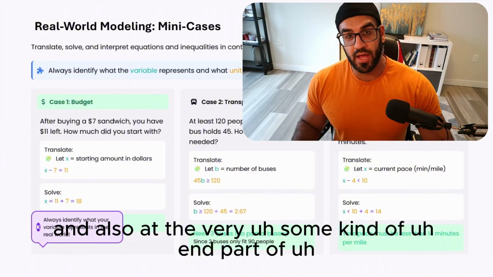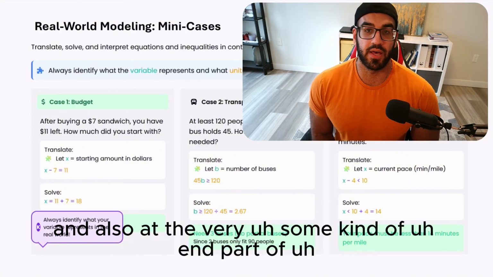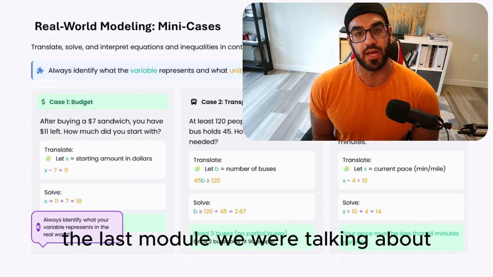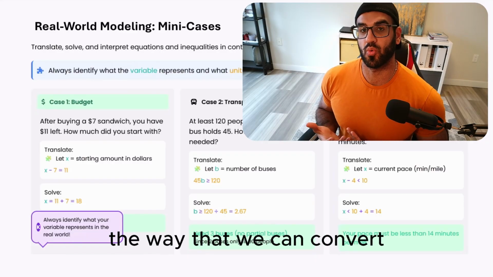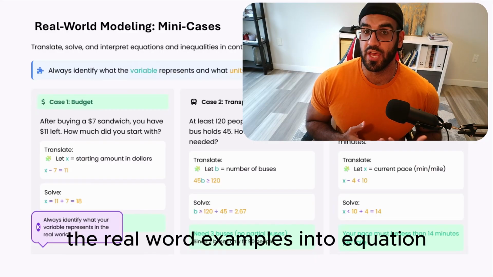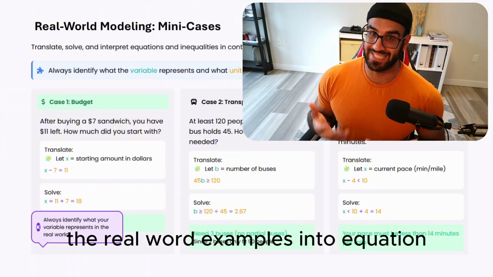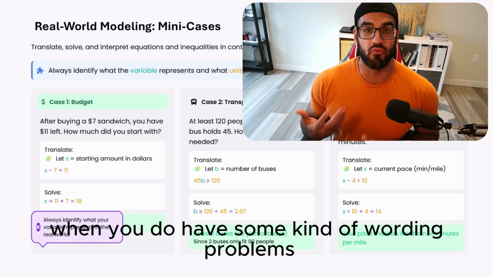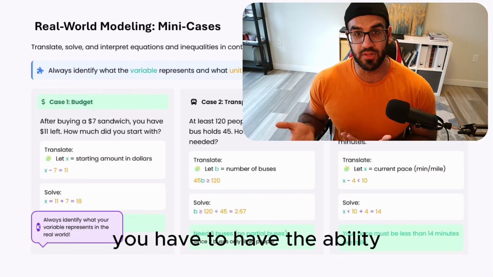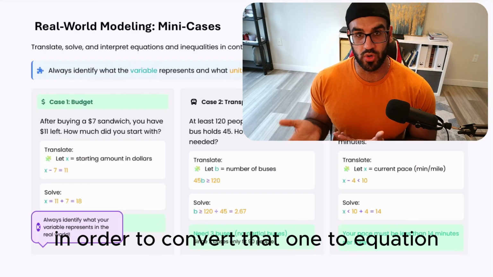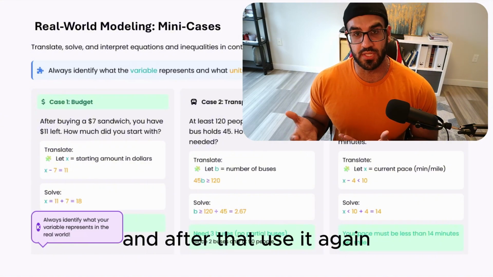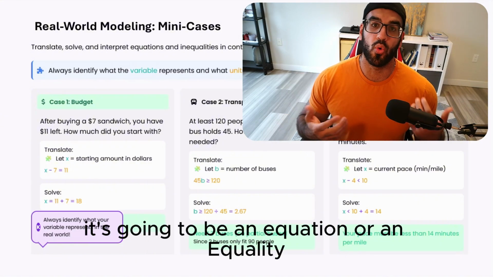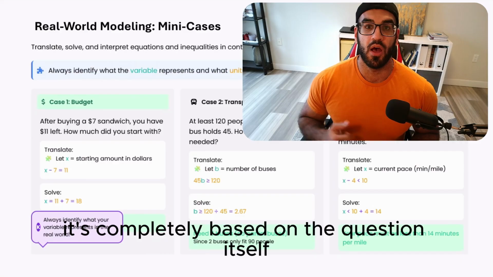And also, at the end part of the last module, we were talking about the way that we can convert real world examples into equations. It means that when you have word problems, you have to have the ability to convert that into an equation, and after that use it. Again, it's going to be an equation or inequality. It's completely based on the question itself.